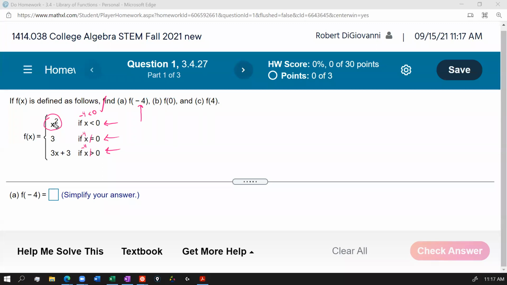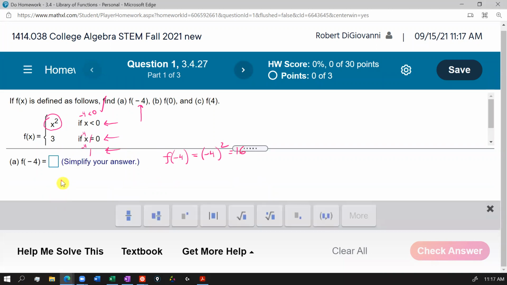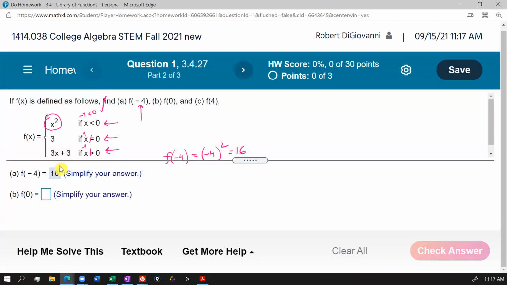So I plug -4 in here. So f of -4 is going to be that -4, but squared. That's what it says to do. And that's 16. So our answer here should be 16. And we move on.